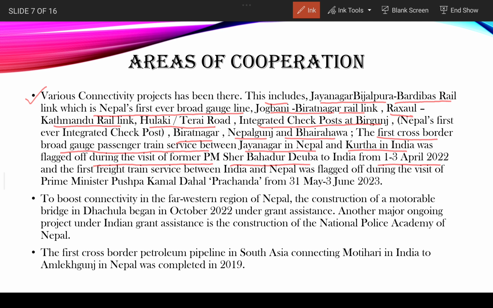1st to 3rd April 2022. So actually the dates are not important. You must remember the example. There are various examples. The first cross-border train service between India and Nepal.